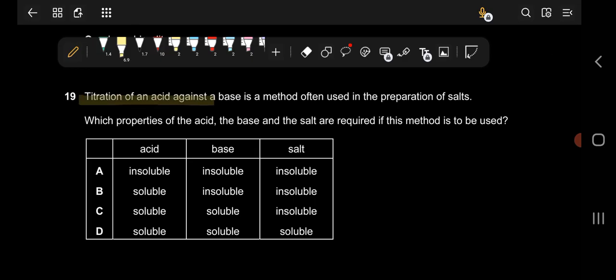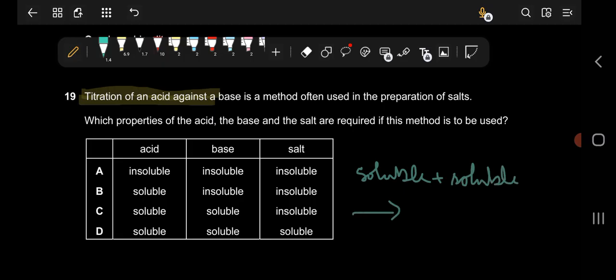Now one important thing in the titration process is that, look, you take soluble plus soluble, which forms a soluble product. So this means that this and this, all three have to be soluble.